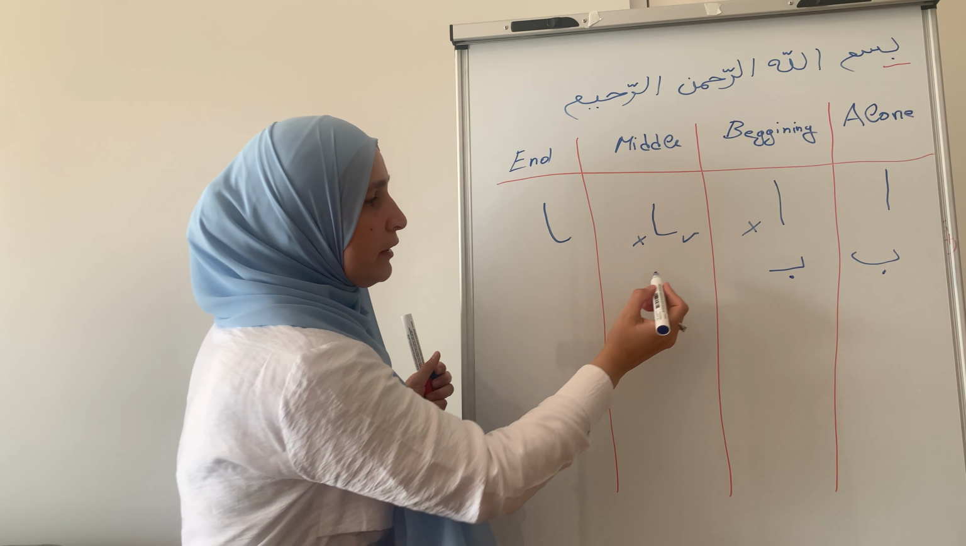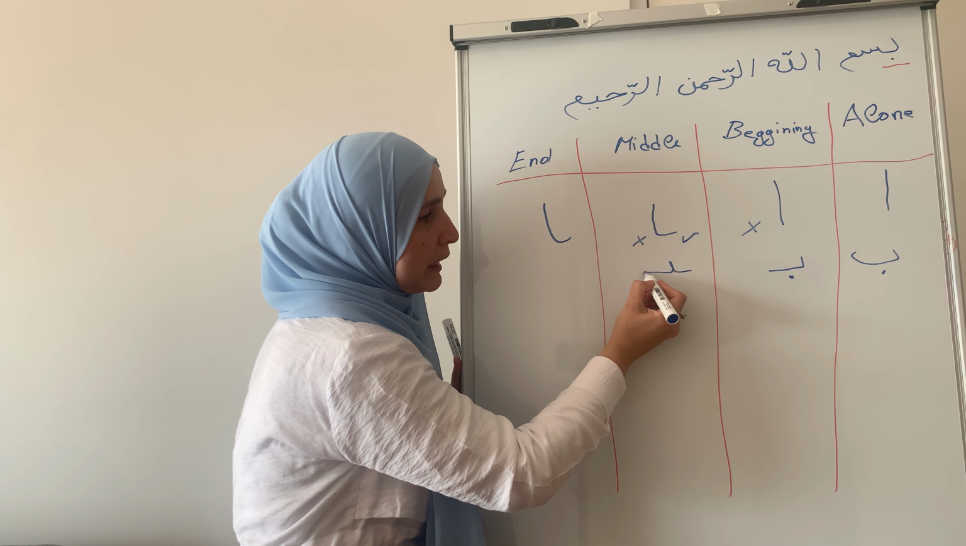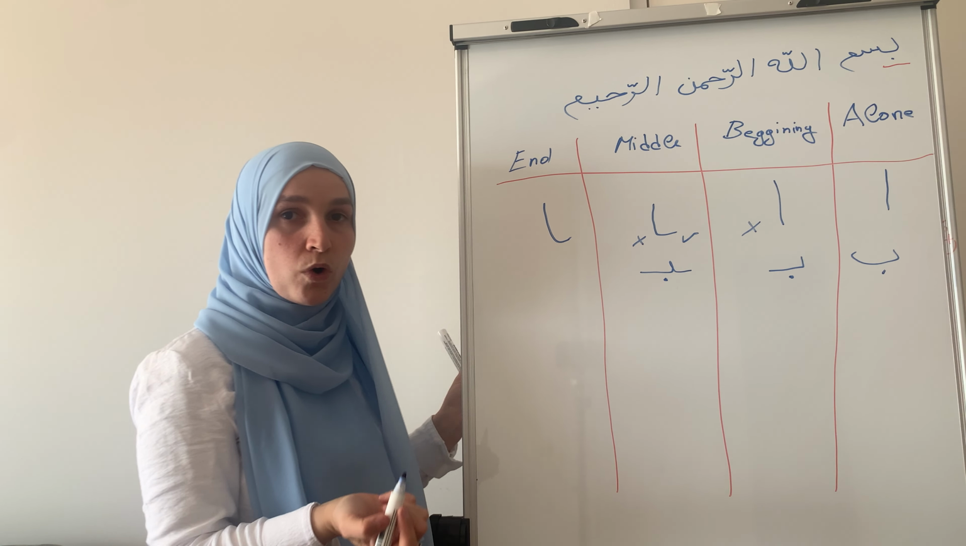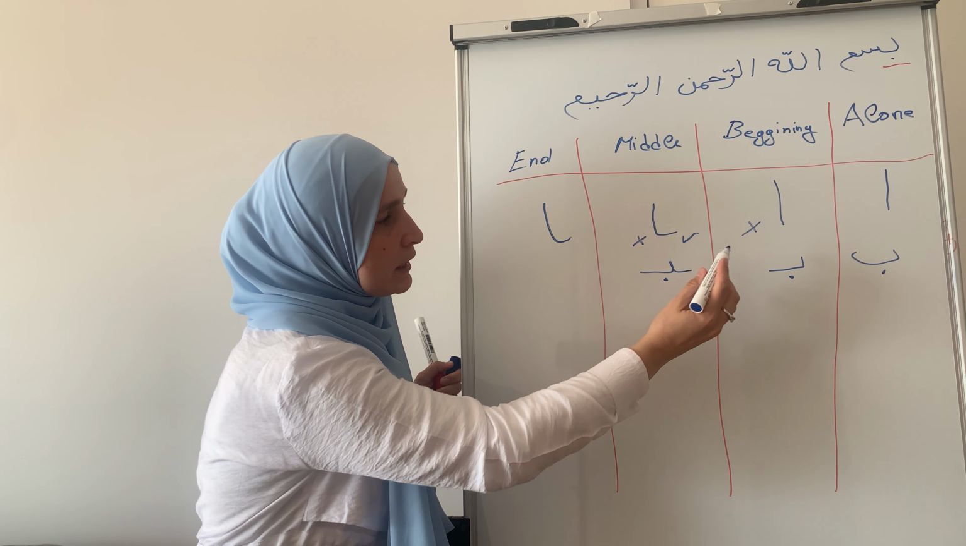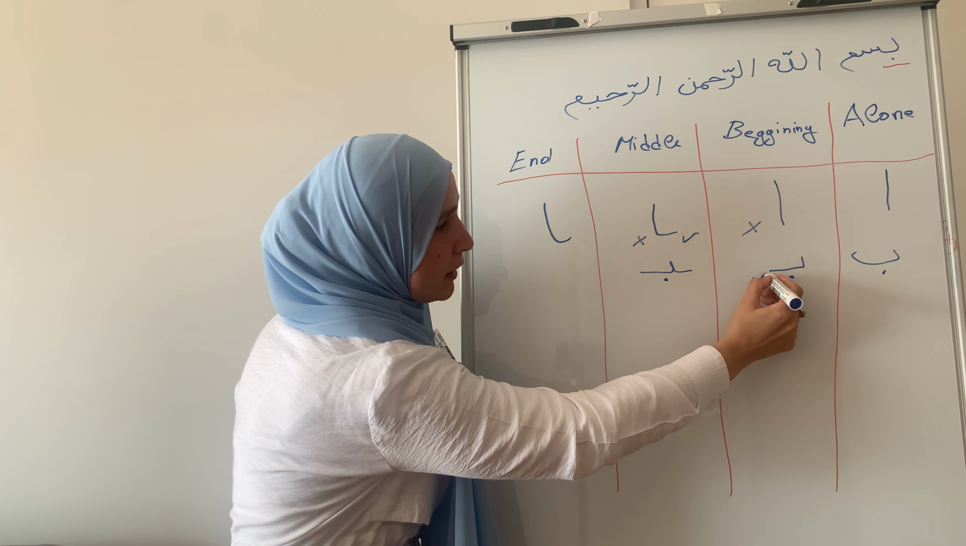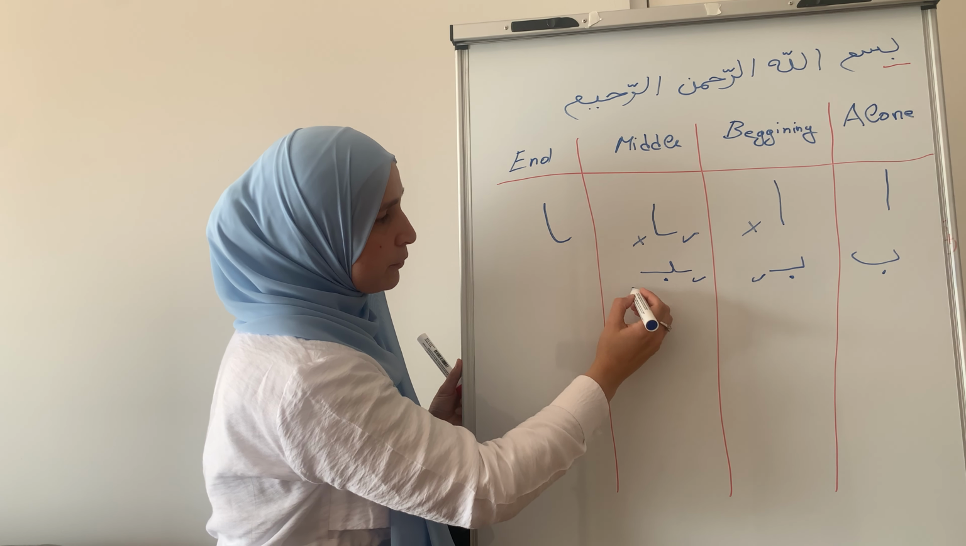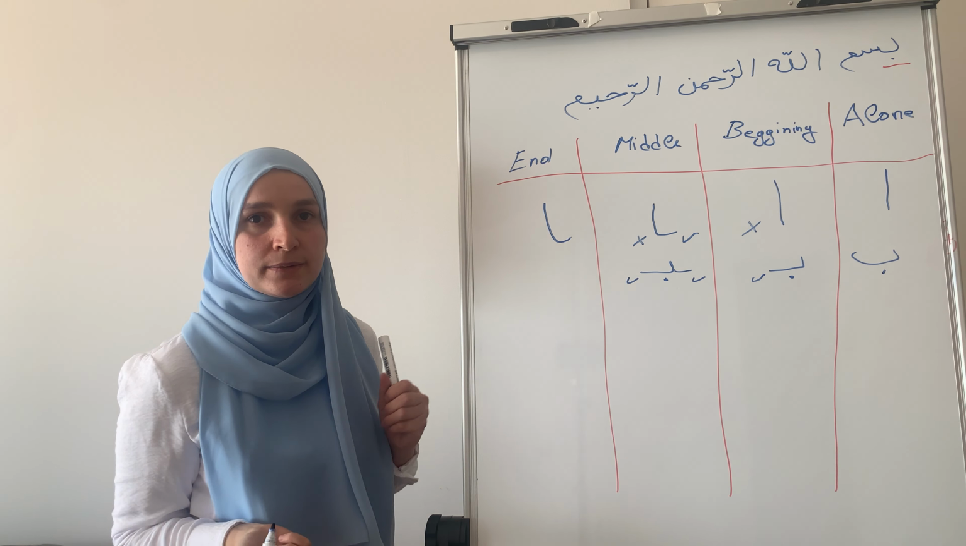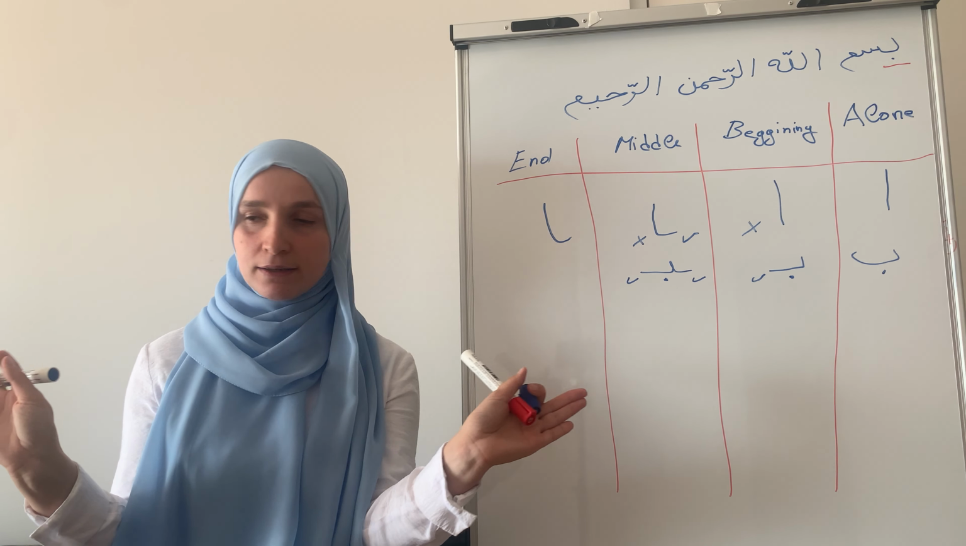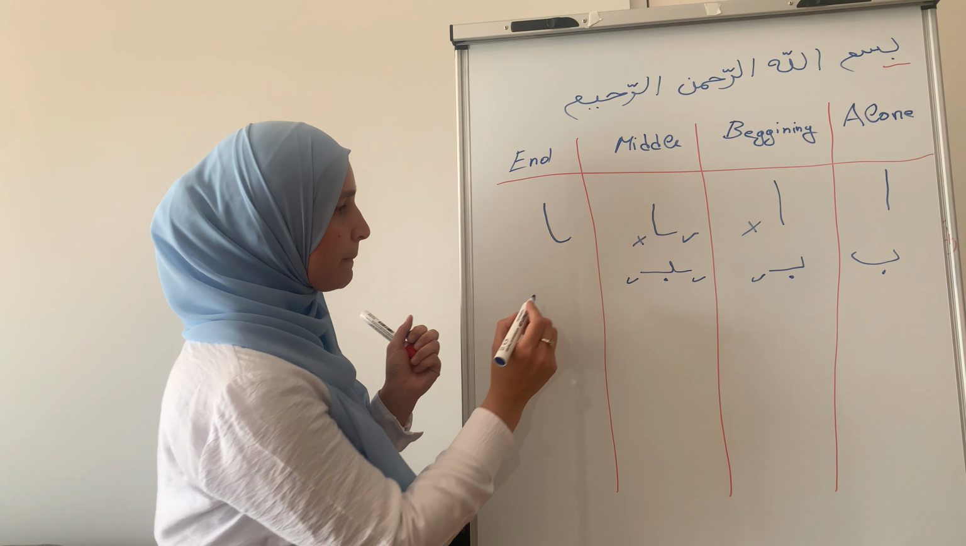B in the middle is going to be like that. We're going to say why? Because it's connected on two sides. It's allowed to be connected here. It's allowed to be connected on two sides. It's like that, connected here, connected here.